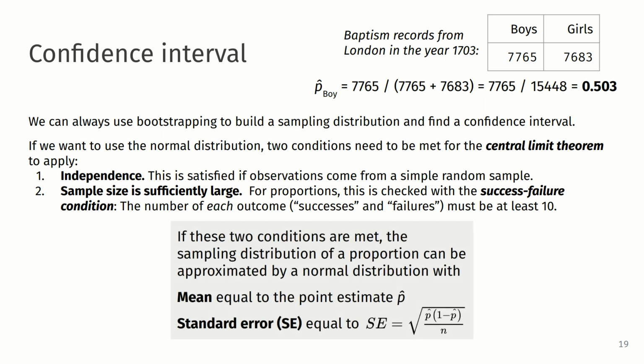And if those two conditions are met, then the sampling distribution of a proportion can be approximated by a normal distribution with a mean equal to the point estimate, p hat, and a standard error, that is to say variability, equal to the square root of p hat times 1 minus p hat, divided by n, the total sample size. So n in this case being 15,448.